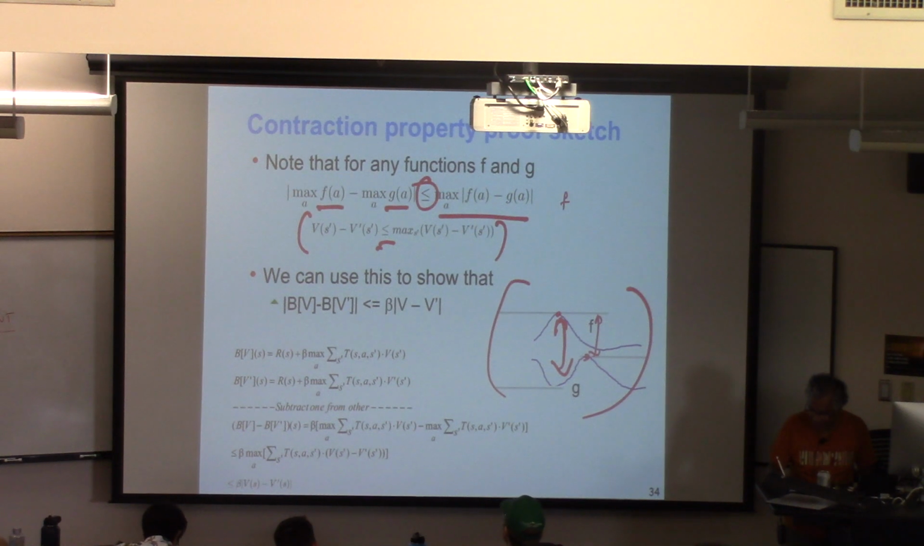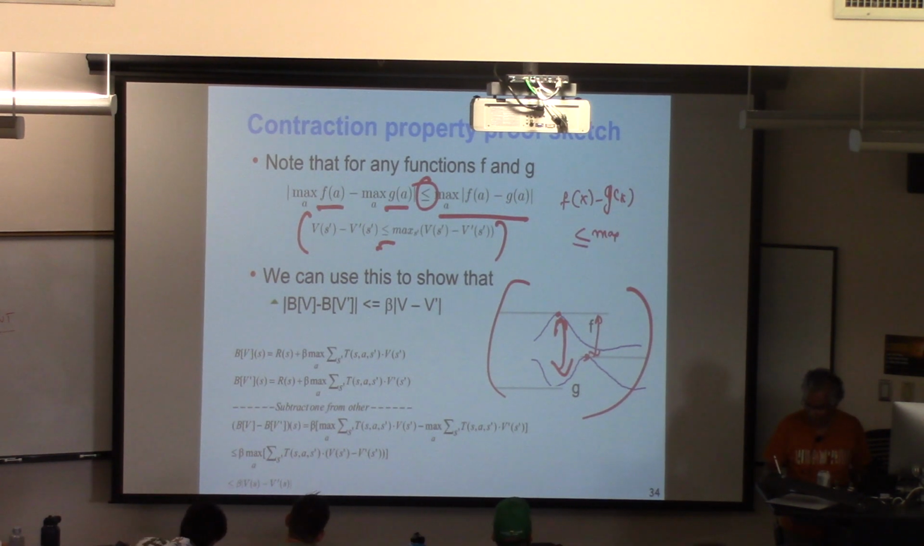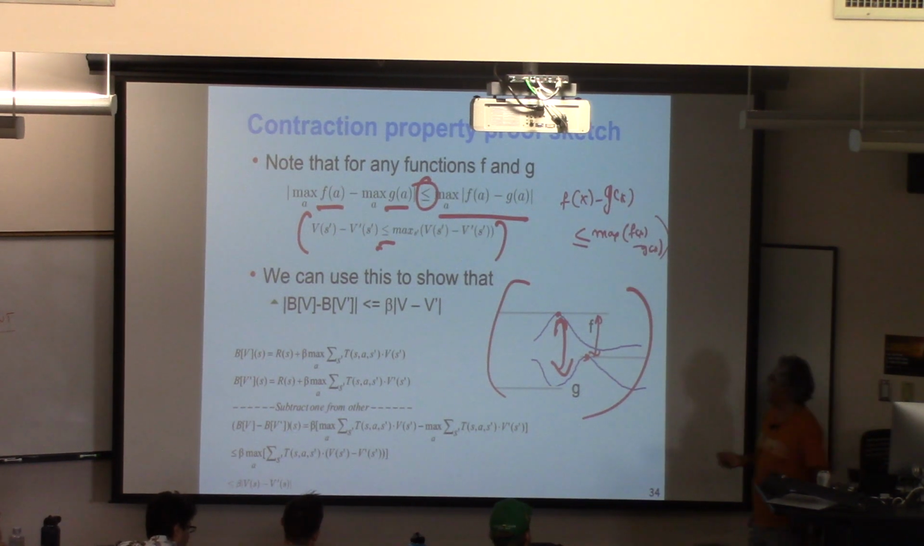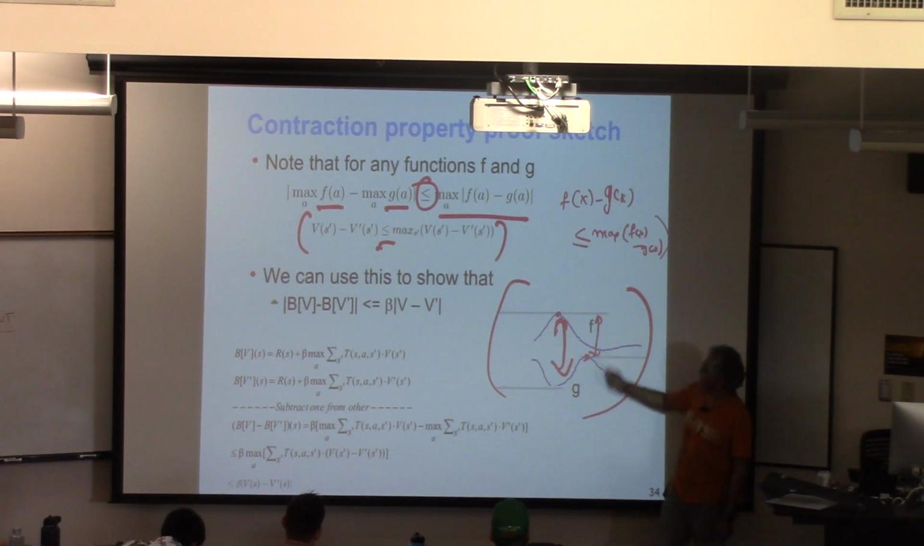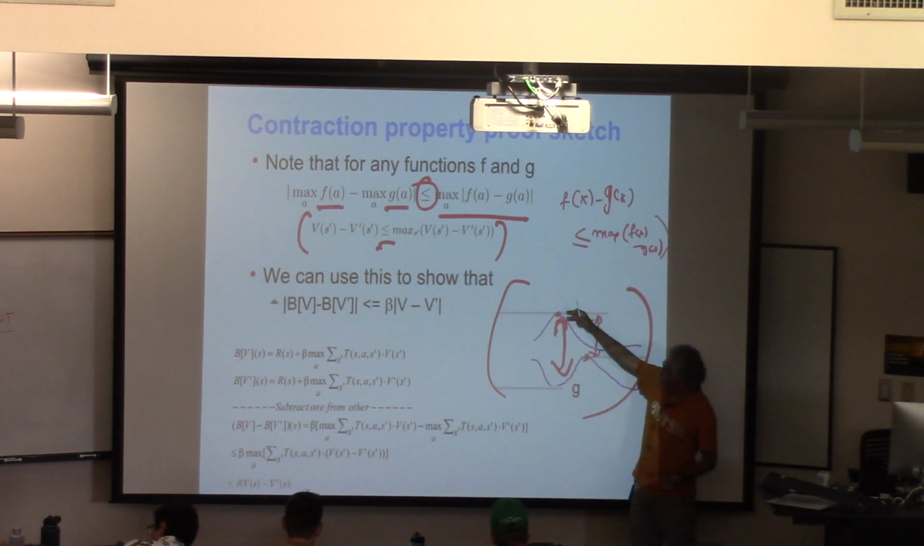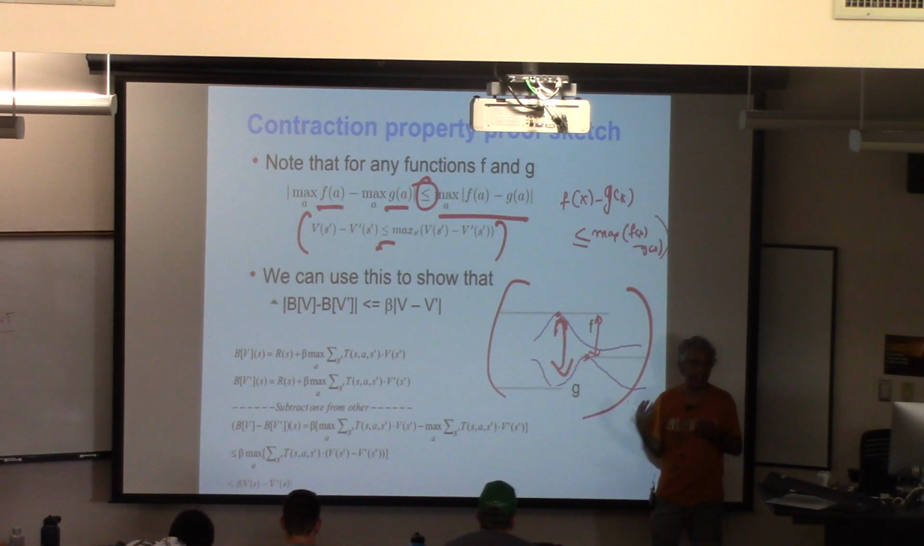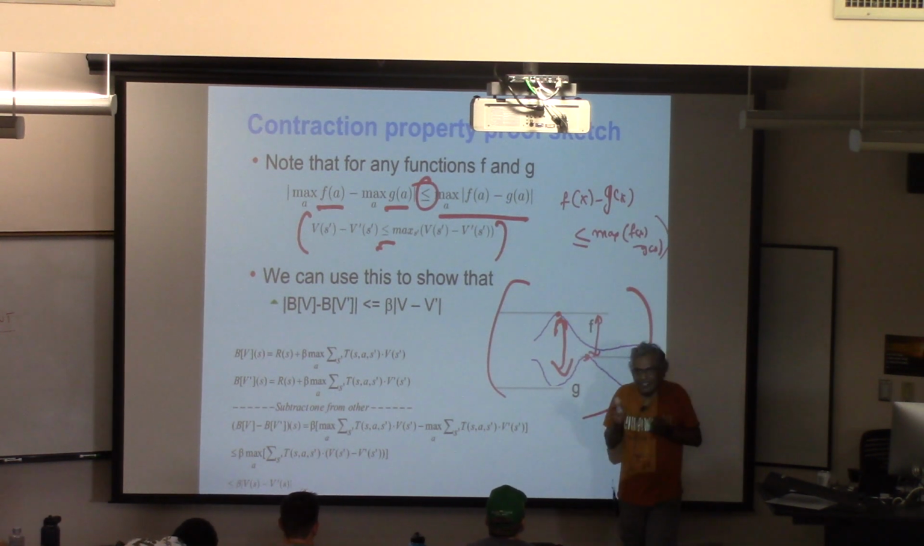For any functions f and g, f of x minus g of x is less than or equal to max of f of x minus g of x. Obvious, right? So basically, for any x, I'm taking the difference between f and g, and that will have to be less than the maximum difference that they can ever have. That's pretty obvious.